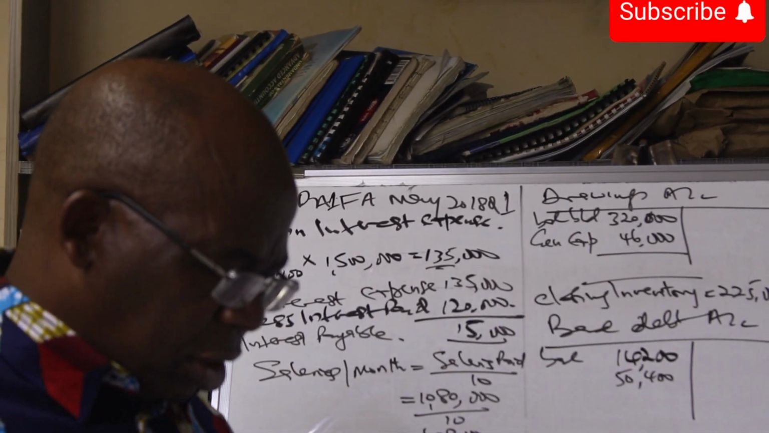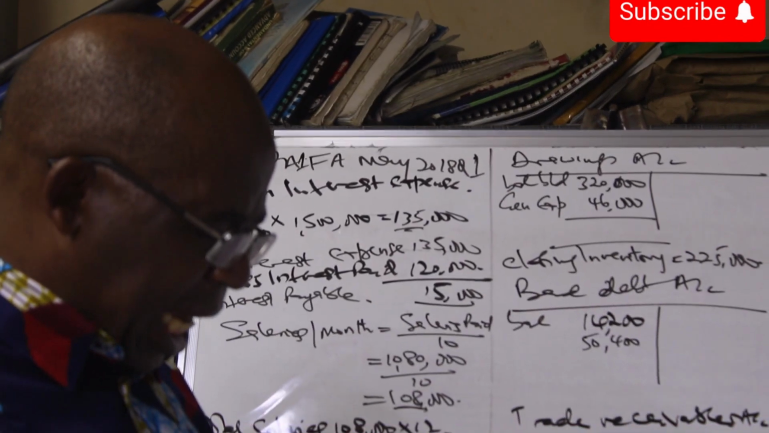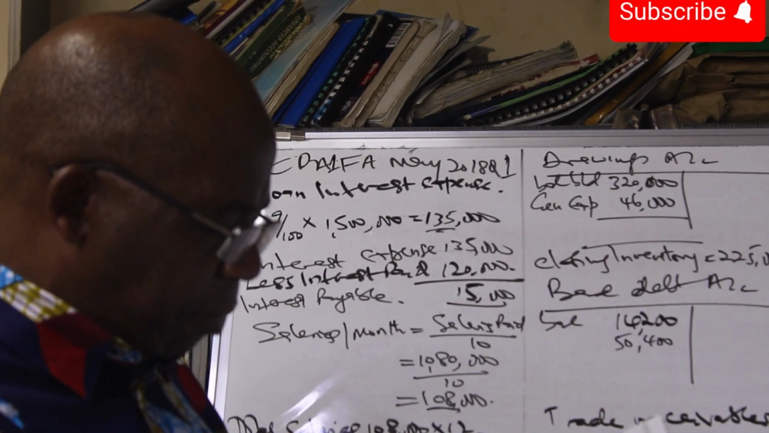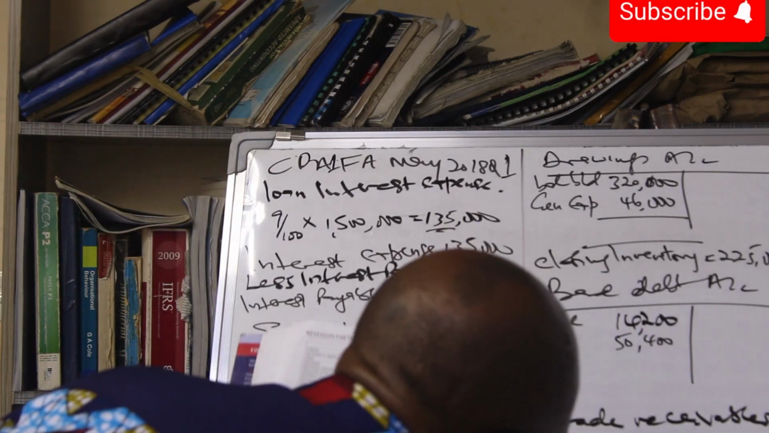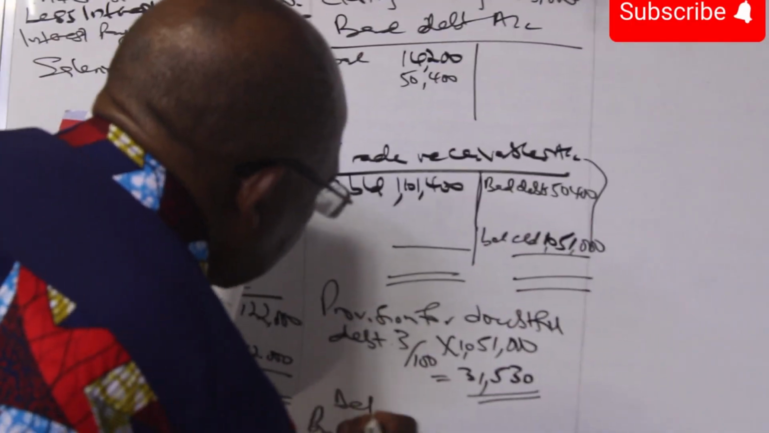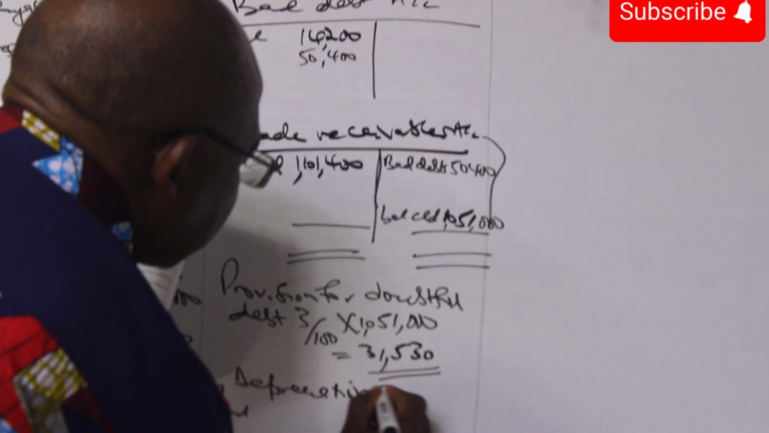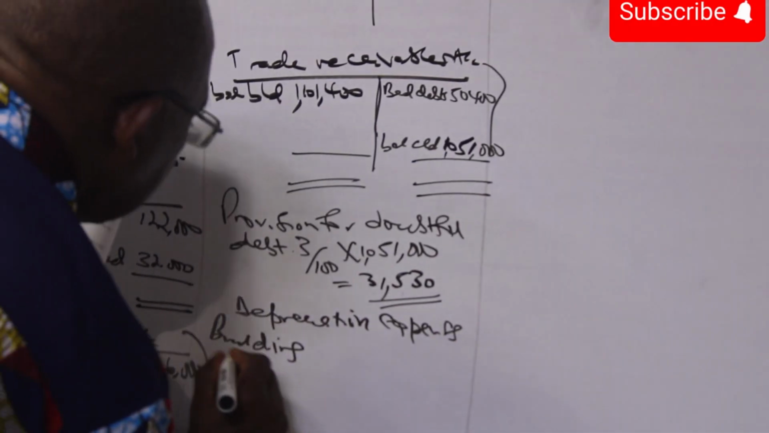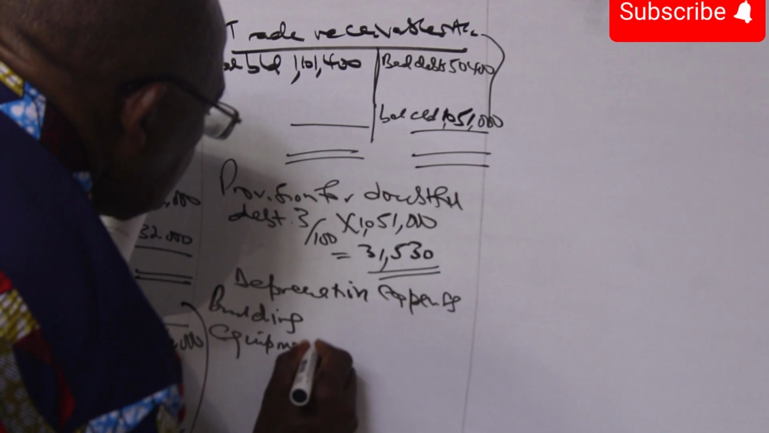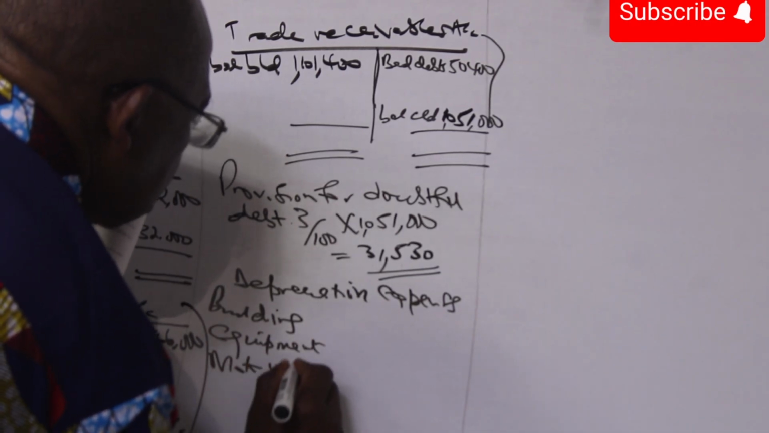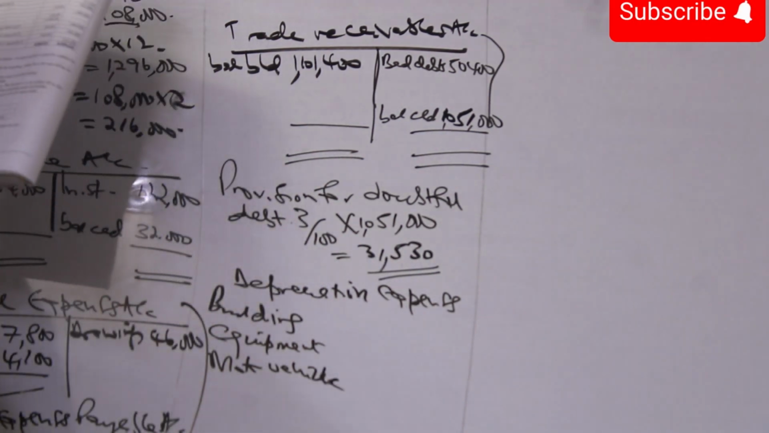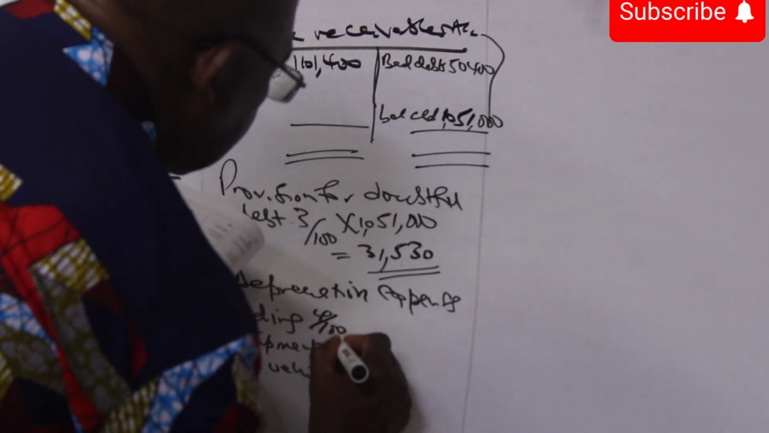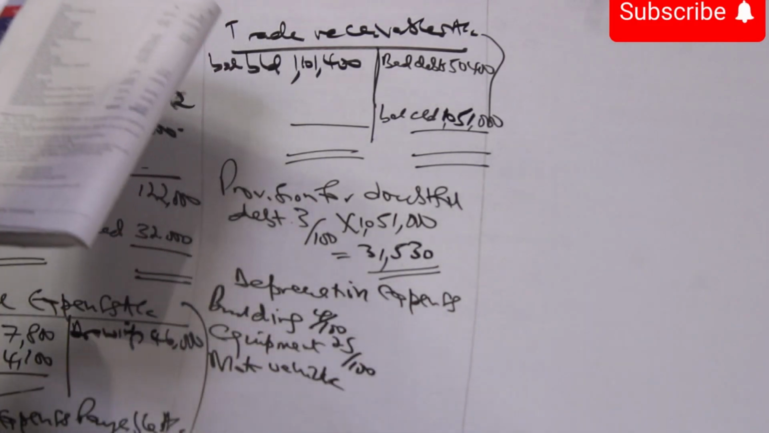Now we are told, as of 1st March 2018, land was valued at 1 million. Land is not depreciated. And then you are given the depreciation rate for building, equipment, and motor vehicles. So if we say depreciation expenses, building, equipment, and motor vehicle. We are told building is 4%, equipment is 35%, and motor vehicle is 40%.